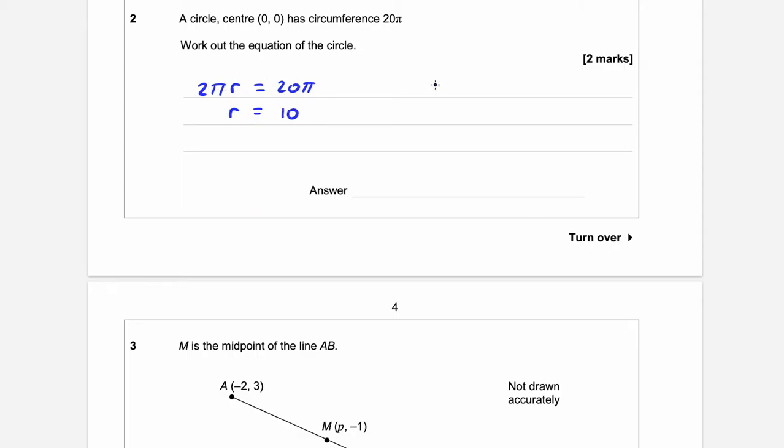Okay, so as r is equal to 10, the equation of the circle is, remember, guys, x minus the x coordinate of the center, which in this case is 0, squared, plus y minus 0 squared equals 10 squared. That's the center, (a, b) if you like, but in this case it's just (0, 0). So the zeros disappear, and we have x squared plus y squared equals 100, because 10 squared is 100.